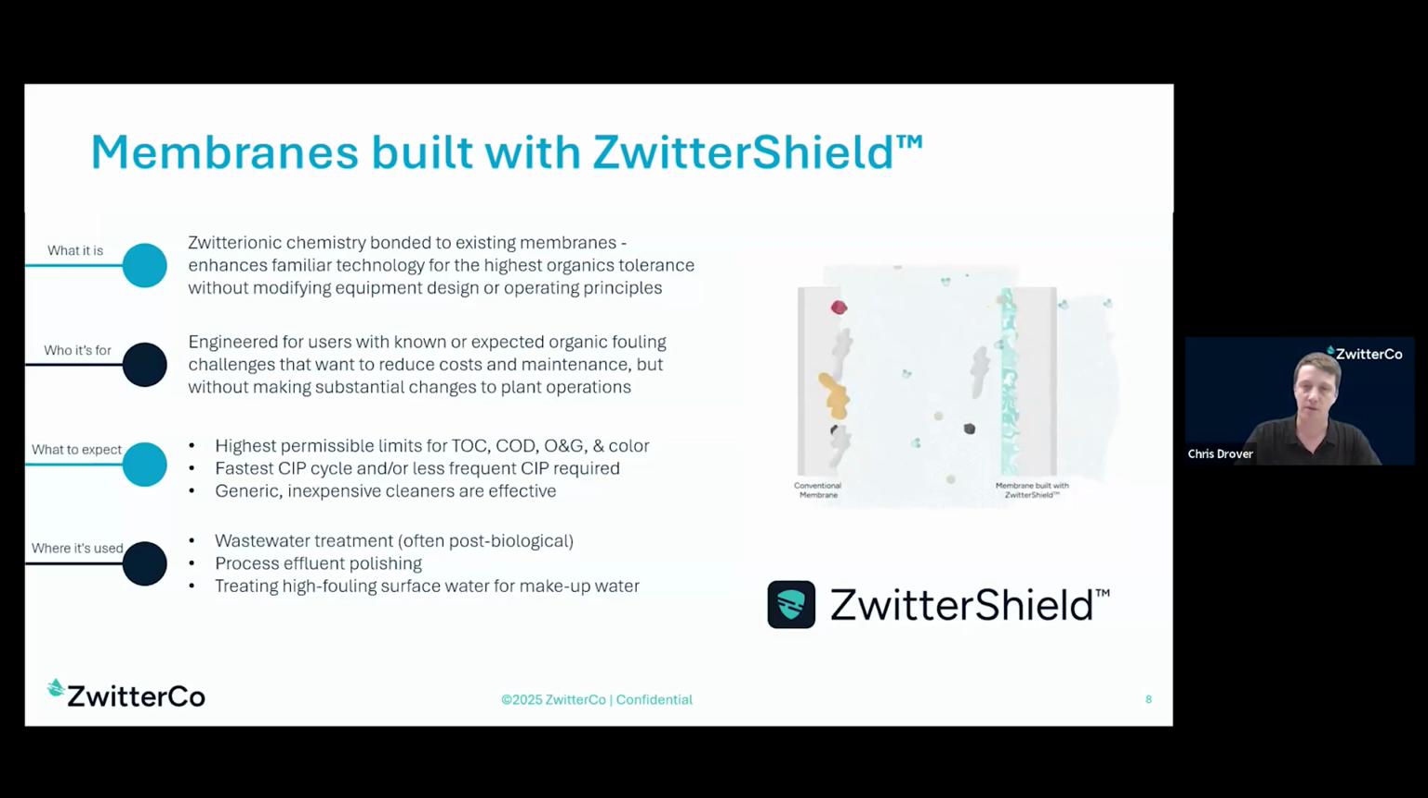ZwitterShield makes a huge difference in applications like surface water, wastewater, and process effluent, where conventional membranes generally work, but they're taking a big performance hit or spending a lot of extra operating costs due to organic fouling.